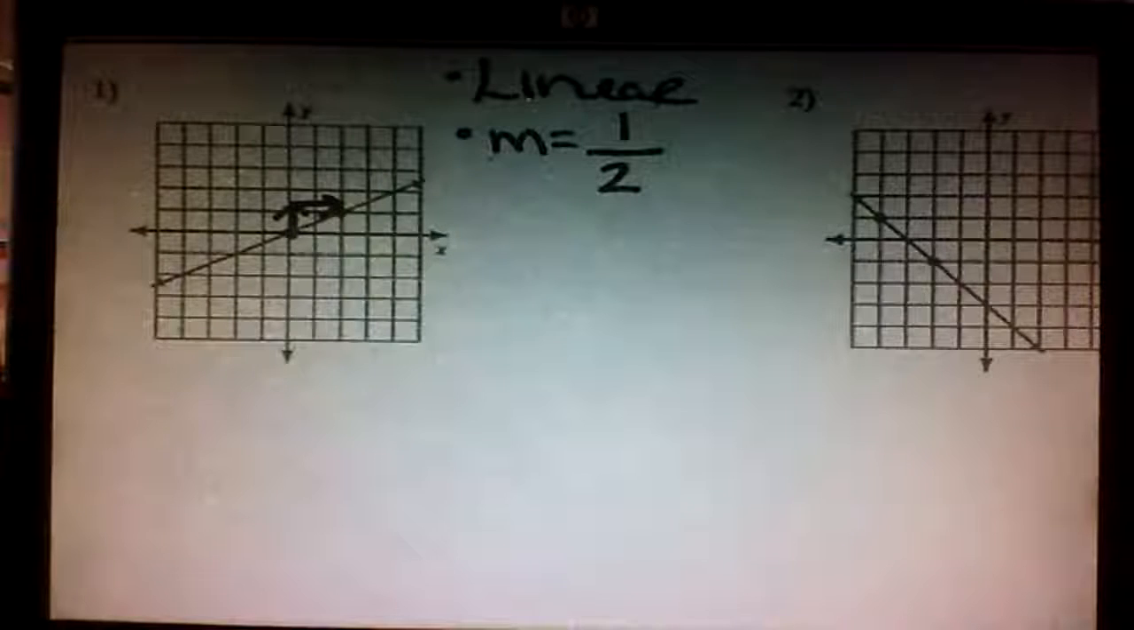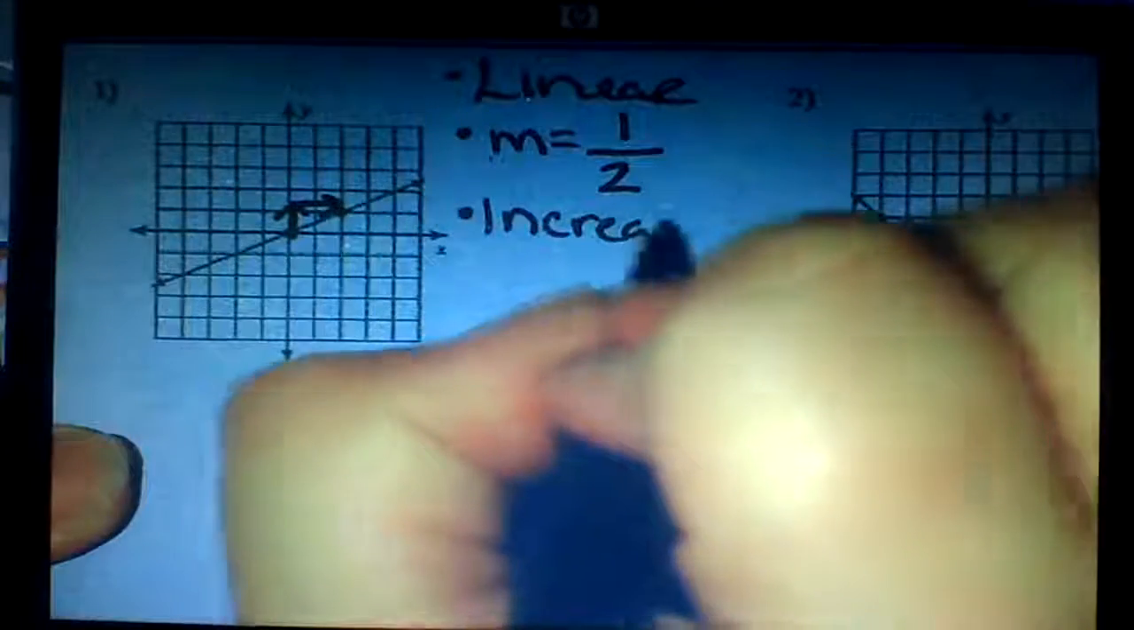What else can you tell me about this graph? It's positive. So it's increasing. In the middle. It is in the middle.